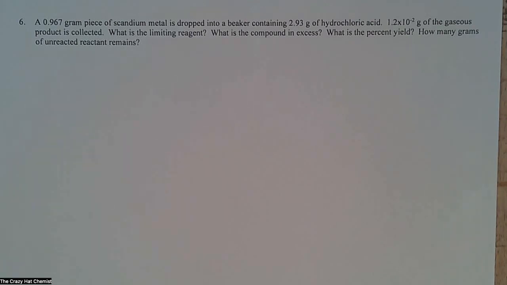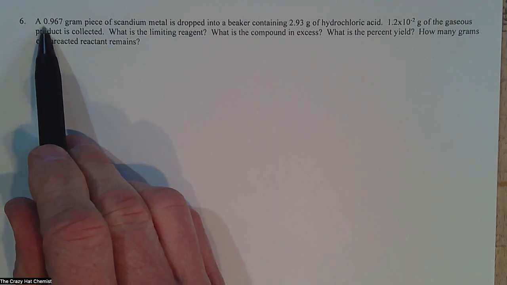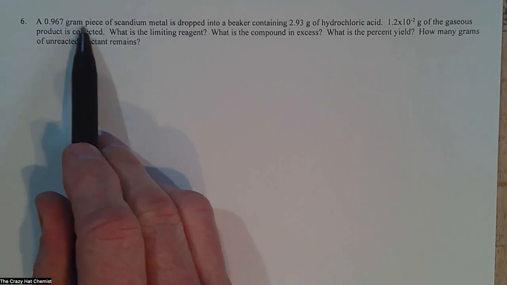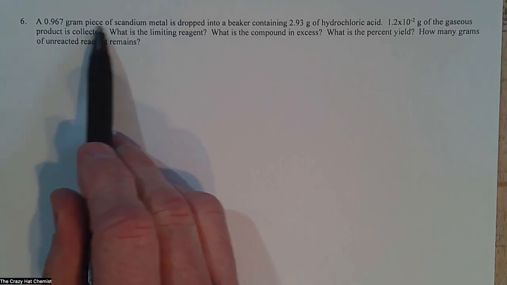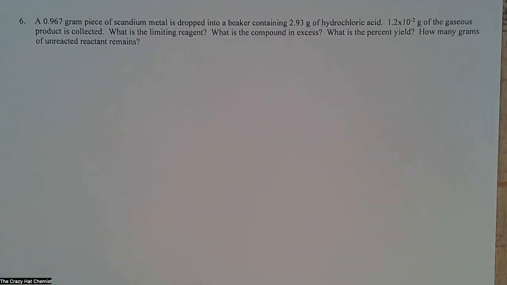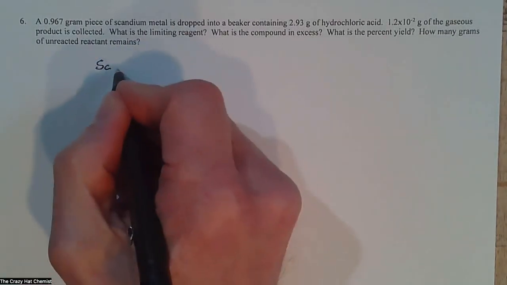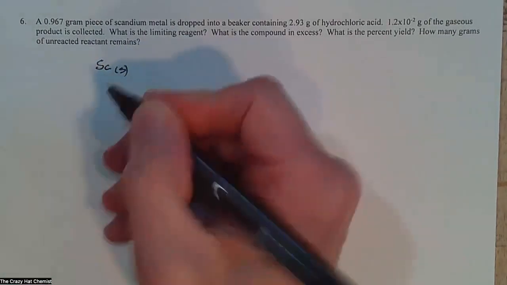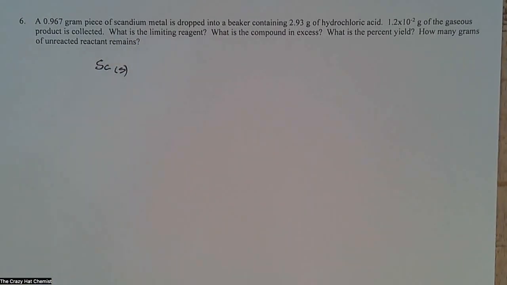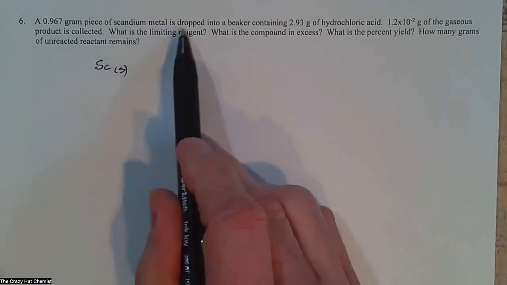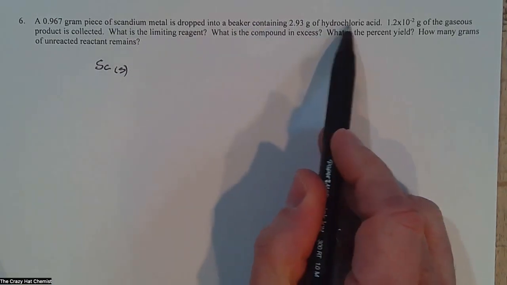So here we go. It says we have a 0.967 gram piece of scandium metal. Okay, so scandium is an element on the periodic table, and that is going to be Sc. And since that's a metal, it's going to be a solid at room temperature conditions. Is dropped into a beaker containing hydrochloric acid.